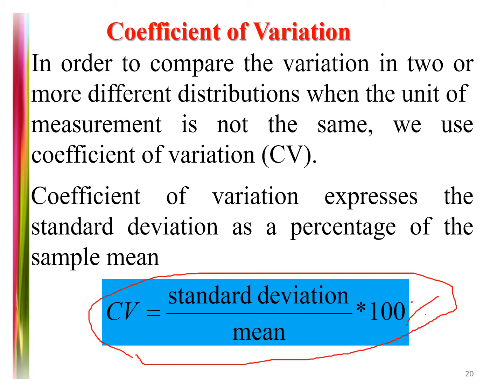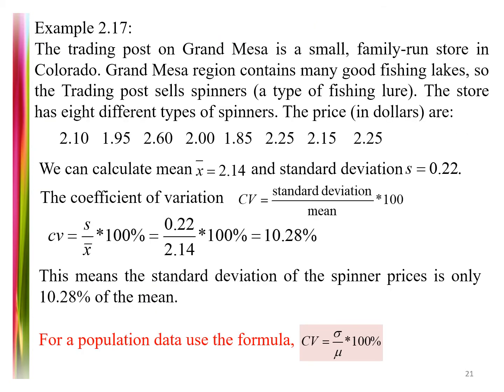Also, in the population case, it is population standard deviation divided by population mean. In the sample case, it is sample standard deviation divided by sample mean. That's not the only difference. In the population case, for most distributions, the population variance or population standard deviation and population mean are unknown, but we can estimate those parameters from a sample. All right, so this is a simple example.